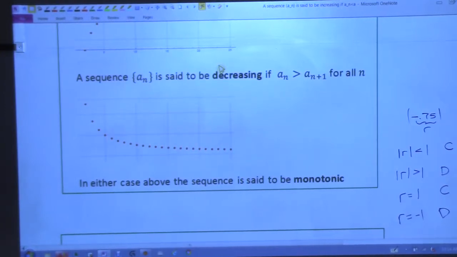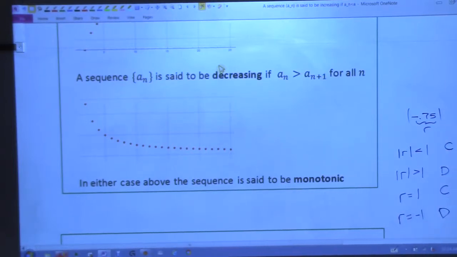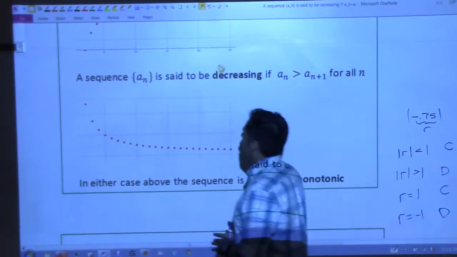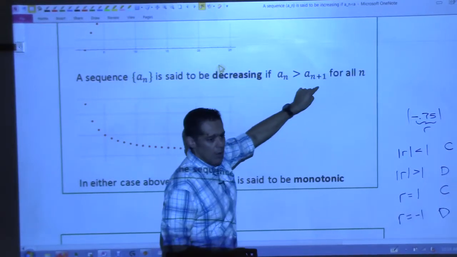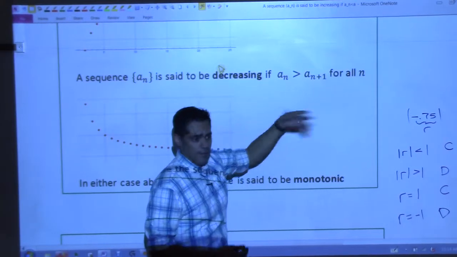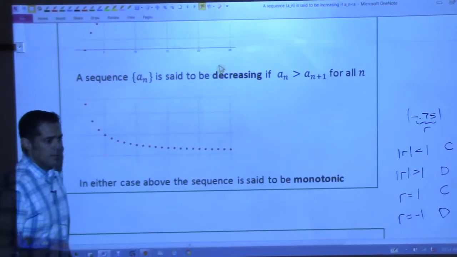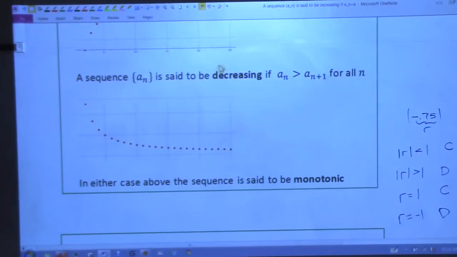Sure? What if it's just a really close-up view of a parabola? What if it's about to start increasing? Well, then it wouldn't be a decreasing sequence. The only way you can say it's decreasing is if this inequality holds all the time. Right? So if it holds for all n, then it's a decreasing sequence. So a parabola-looking thing would not qualify as being decreasing. It'd be decreasing for a little while, but then it would start increasing.